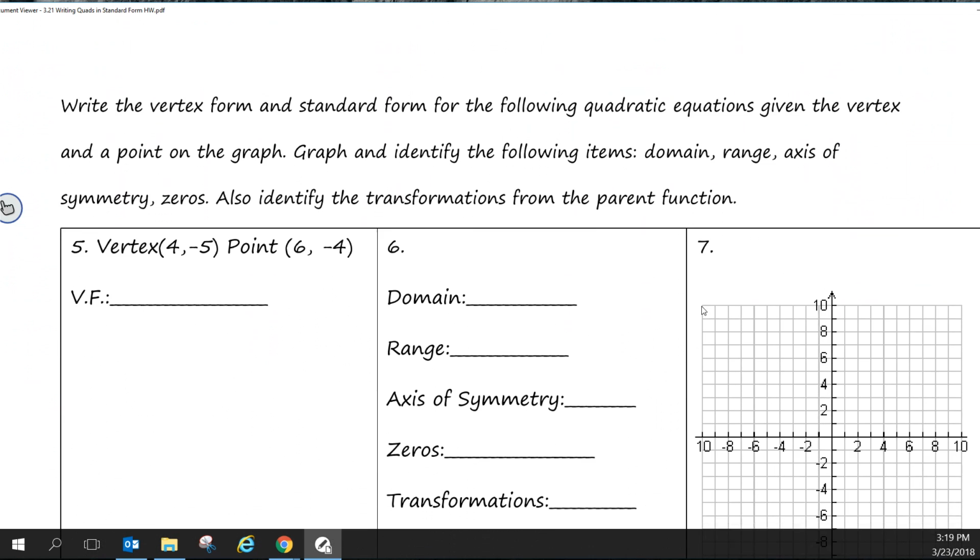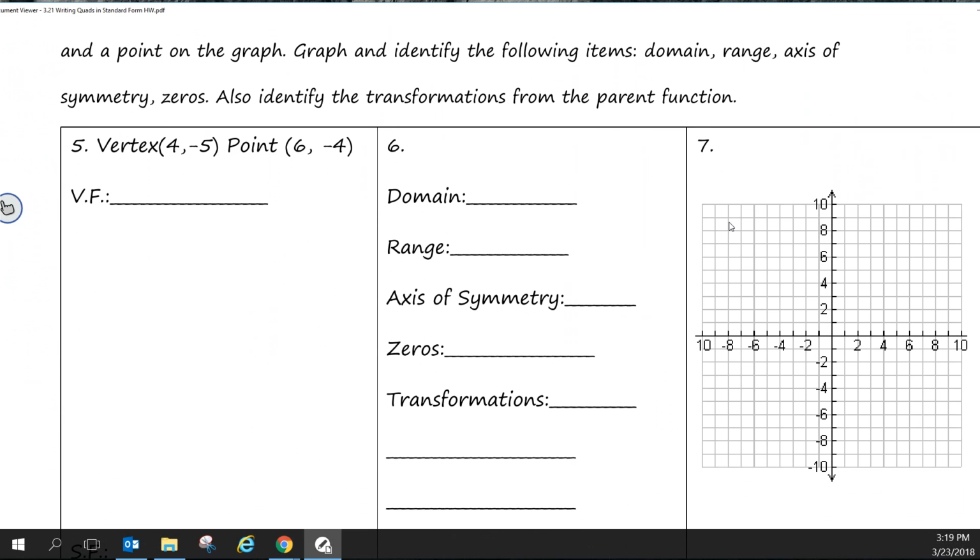All right, for 5, they want you to do the same thing. They want you to put it in vertex form, put it into standard form, then you're going to graph it and find out all this other information. Since we might be running low on time, I'm going to go ahead and pause the video, and then I'll do 5 and 6 on the next video.